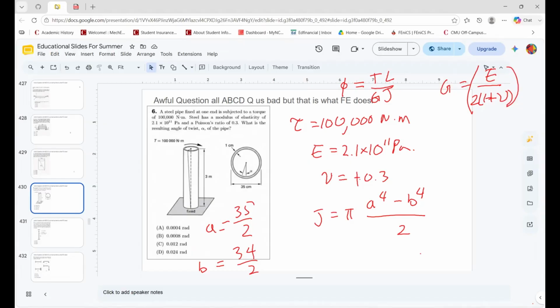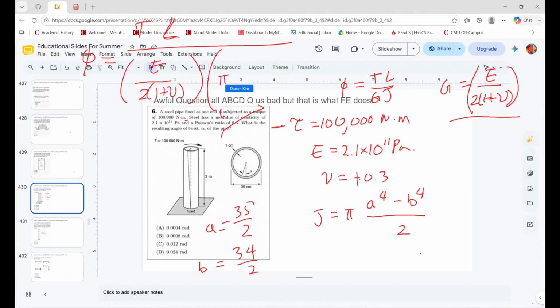We'll just plug and chug now. How do you want to do it? Do you want to do it algebraically, where we put everything in here, basically TL divided by this equation, E over 2(1 plus mu)? Doing it this way makes it look so much scarier when it's not. Or do you want to do it step by step and actually make it readable?